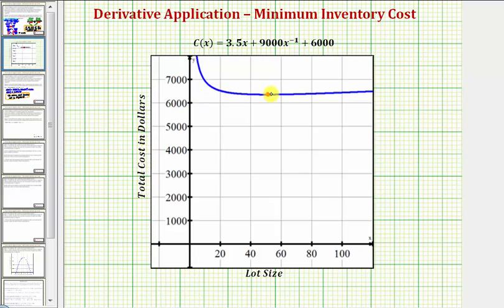And we can tell from the graph that the total cost of the inventory when x equals 51 is around $6,300. Notice how we can also verify that the function is decreasing to the left of 51 and increasing to the right of 51. Even though it's not increasing very fast to the right of 51, it is going uphill, moving toward the right.